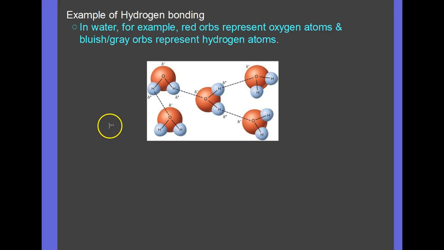Example of hydrogen bonding in water. The red orbs represent the oxygen atoms, and the bluish-gray orbs represent the hydrogen atoms. So the oxygen atoms are partially negative, and they are attracted to the partially positive hydrogen parts. The attraction's great, isn't it?